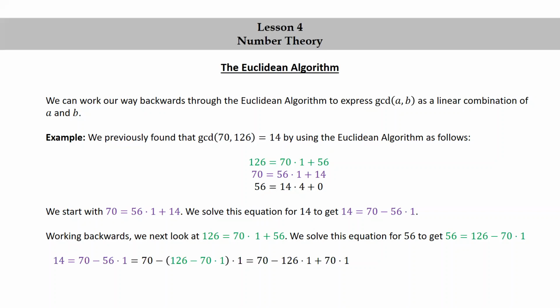Distributing, we get 70 minus 126 times 1 plus 70 times 1, which is 70 times 2 minus 126 times 1, which we could rewrite as 2 times 70 minus 1 times 126. Right, so we see that the GCD of 70 and 126, which is 14, can be written as 2 times 70 minus 1 times 126. Right, so we've succeeded in writing 14, the GCD, as a linear combination of 70 and 126.